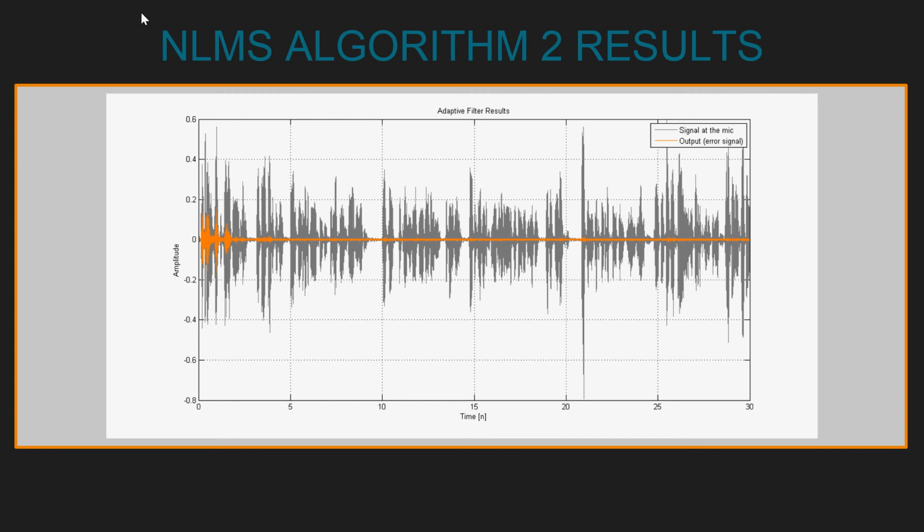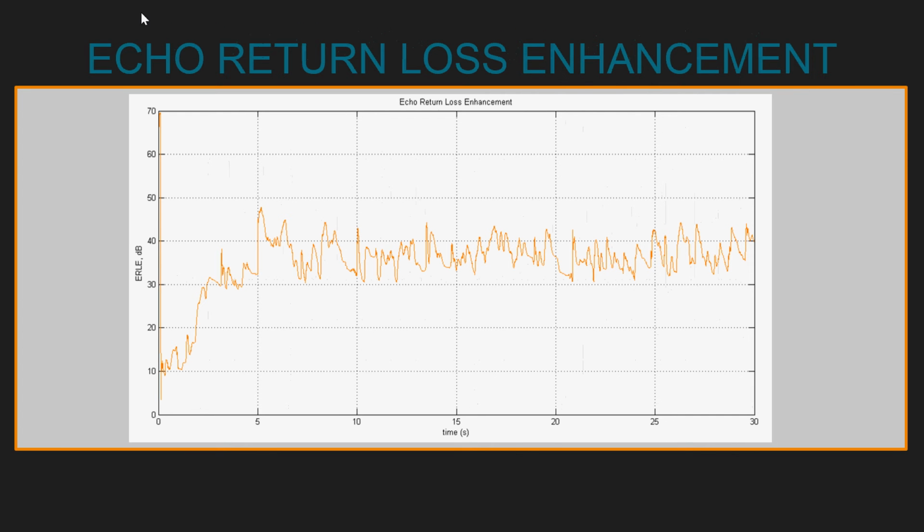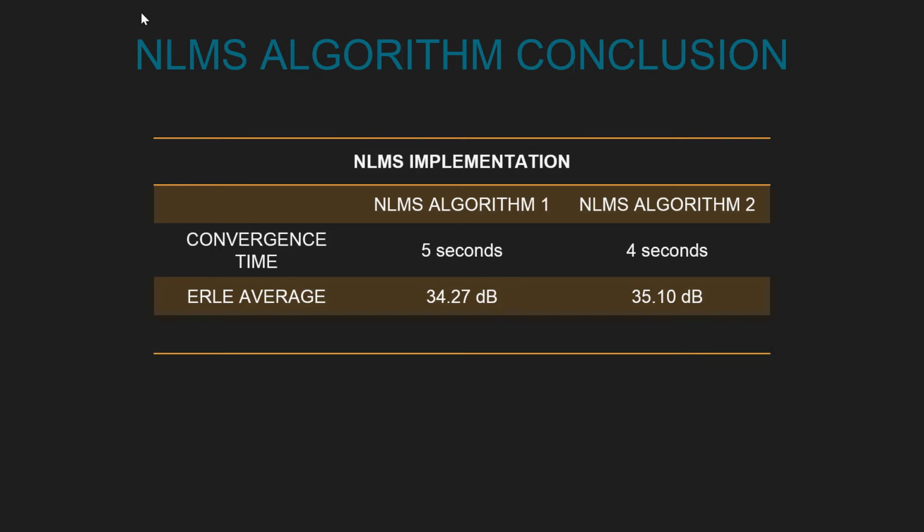We can see that we get a slightly better convergence time. It's not a huge improvement, but it is a little bit of an improvement. The echo return loss enhancement also shows signs of an improvement. It's not, again, a giant improvement, but it is like 1 or 2 dB.